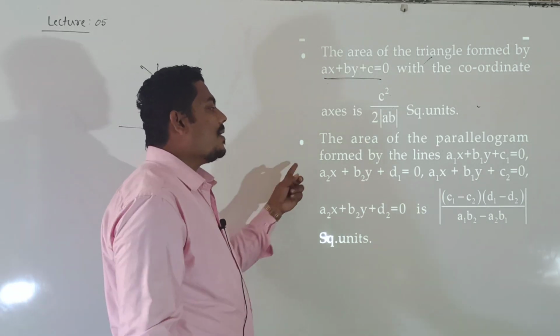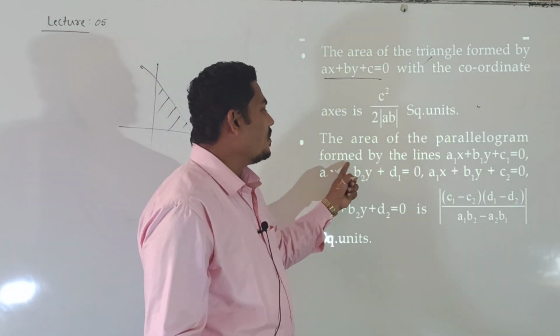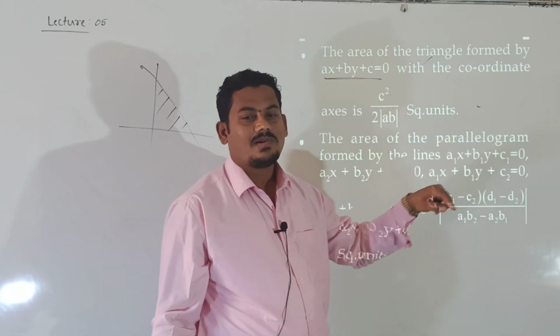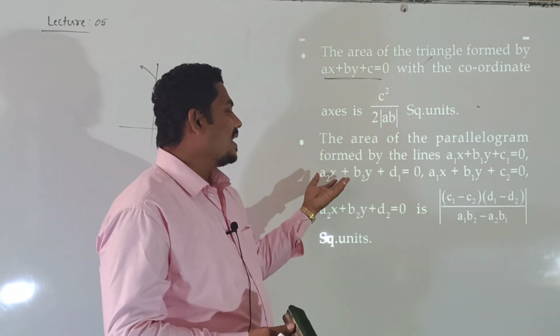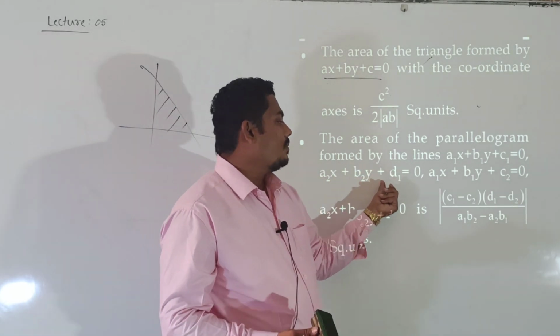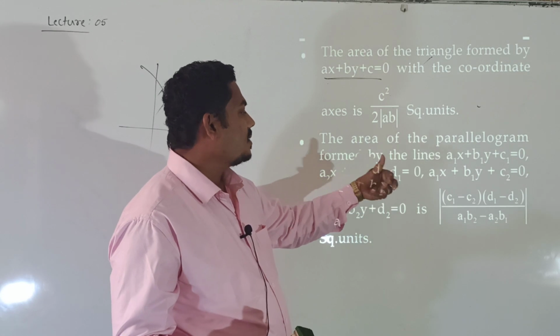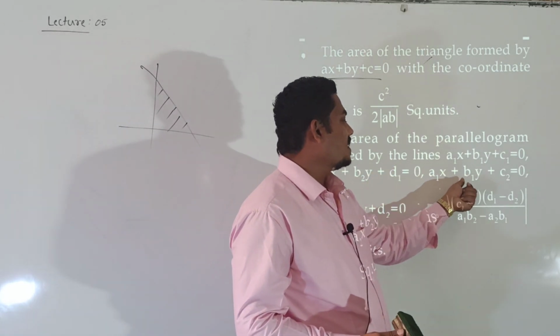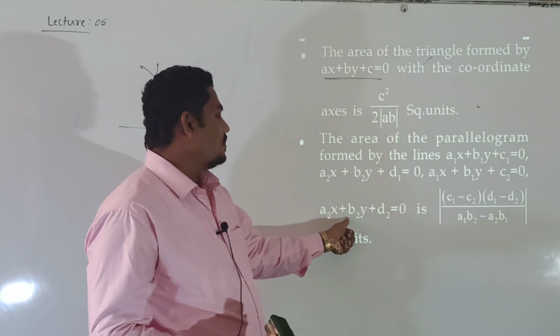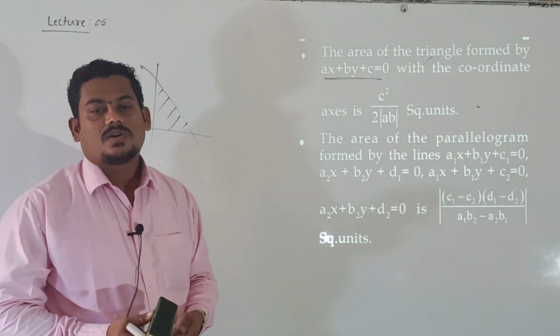Next, the area of the parallelogram formed by the lines a1x plus b1y plus c1 equal to 0, a2x plus b2y plus d1 equal to 0, and a1x plus b1y plus c2 equal to 0, a2x plus b2y plus d2 equal to 0. Their four sides' equations are given, right?